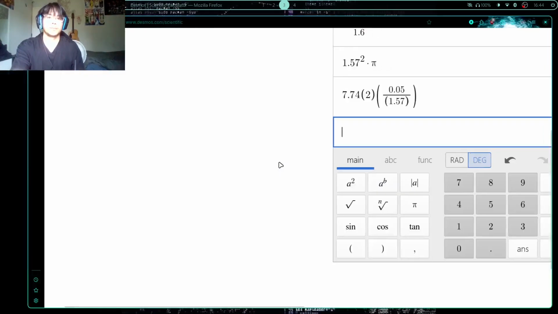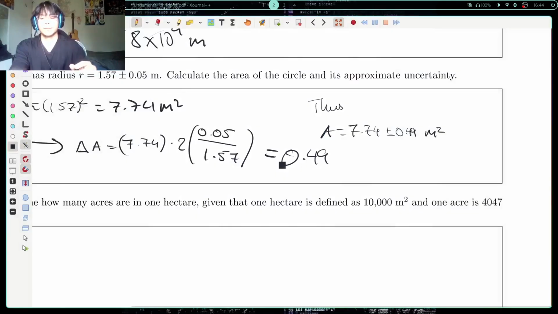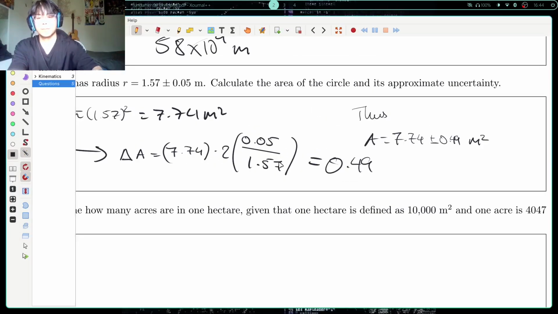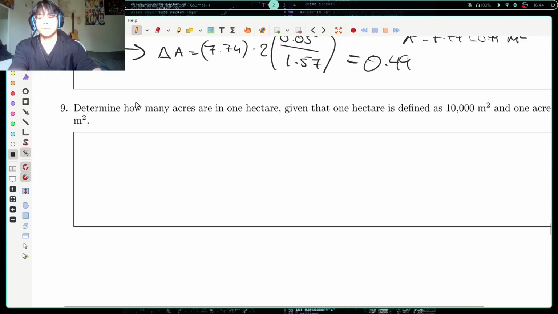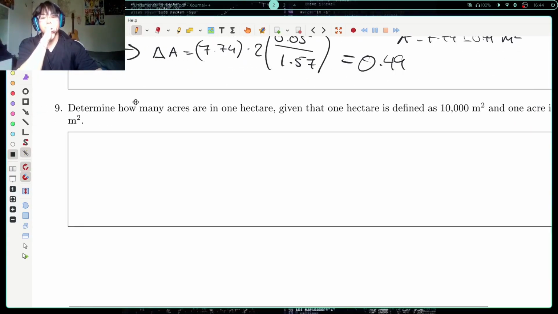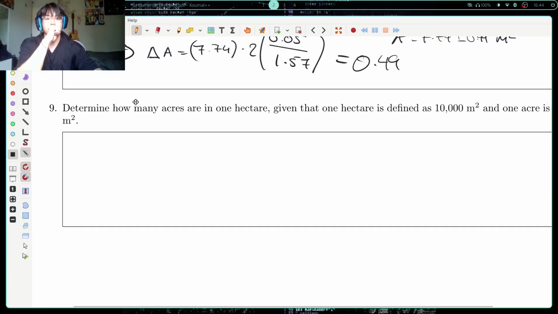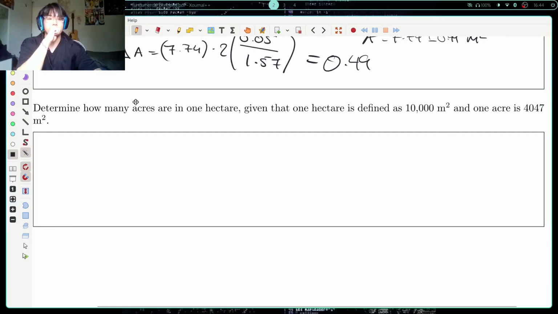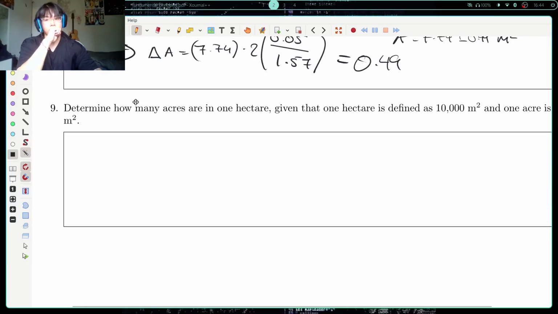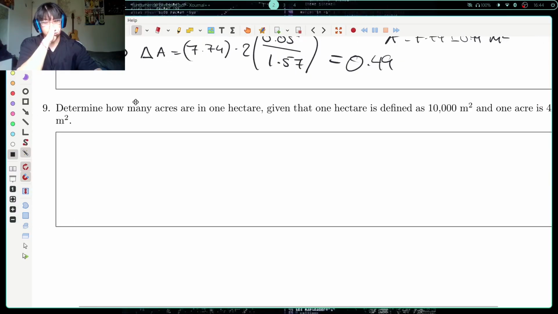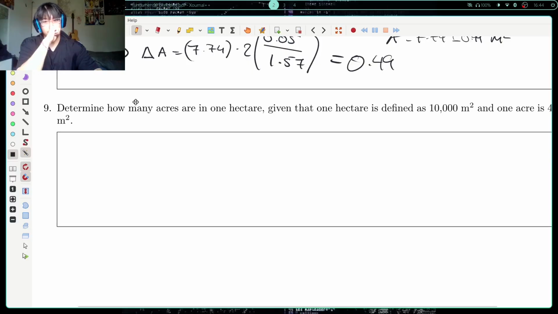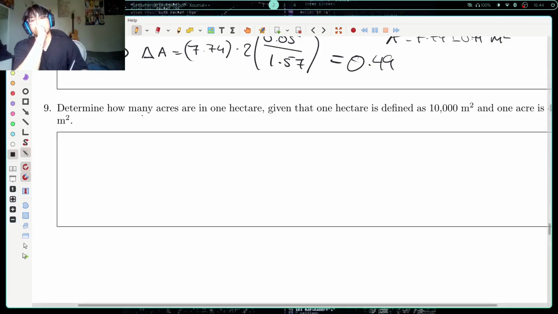Okay. Determine how many acres are in 1 hectare, given that 1 hectare is defined as 10,000 meters squared and 1 acre is 4,047 meters squared. So 1 hectare is 10,000 meters squared.